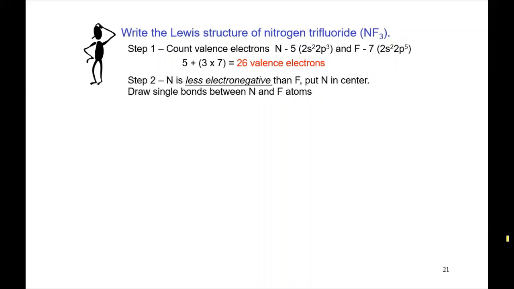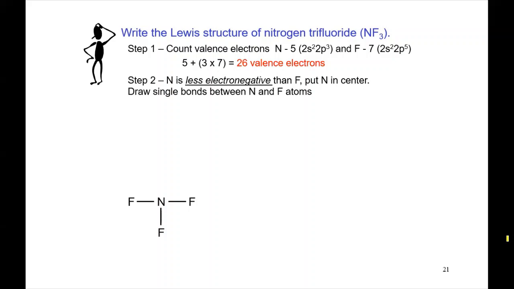Step number 2, I'm going to build a skeleton. In the periodic table, nitrogen is less electronegative than fluorine. So I'm going to put the nitrogen in the middle. And then I'm going to put the fluorines not in a row, but like a circle around it. And I'm going to connect them with single bonds. All right, so that's my startup. And now I'm going to put single lines between them.